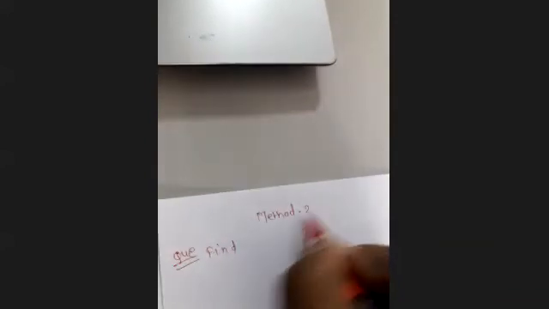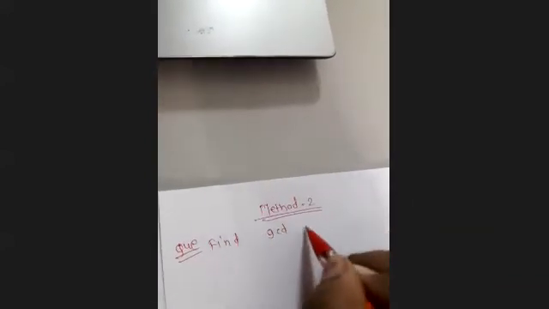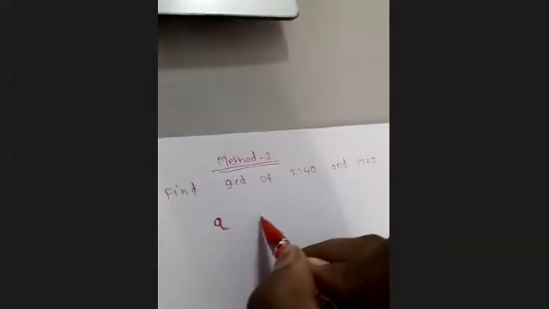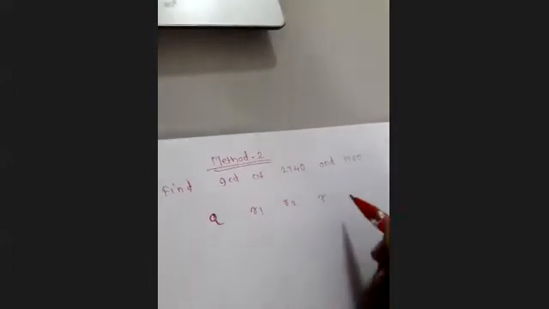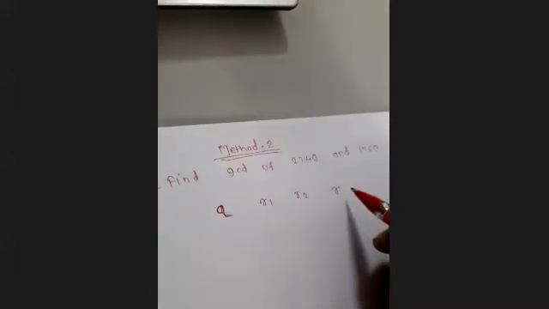Let me write the question. Method 2: find GCD of 2740 and 1760. Now, how are we going to calculate the GCD? We will require some variables here. I am writing Q for quotient, R1, R2, and R. Total 4 variables I have used here.